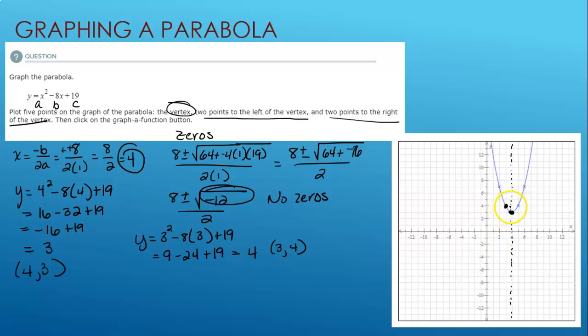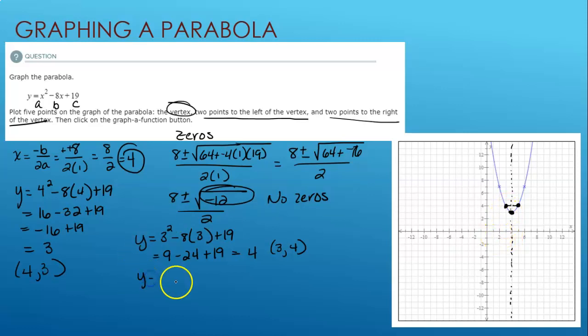And I can use the axis of symmetry. That point is 1 space from the axis of symmetry on the left. I'm going to go 1 space from the axis of symmetry on the right. And I can see that the point (5, 4) is also on the curve. So I've used 4, that's my axis of symmetry. I've used 3, that gave me the point (3, 4).